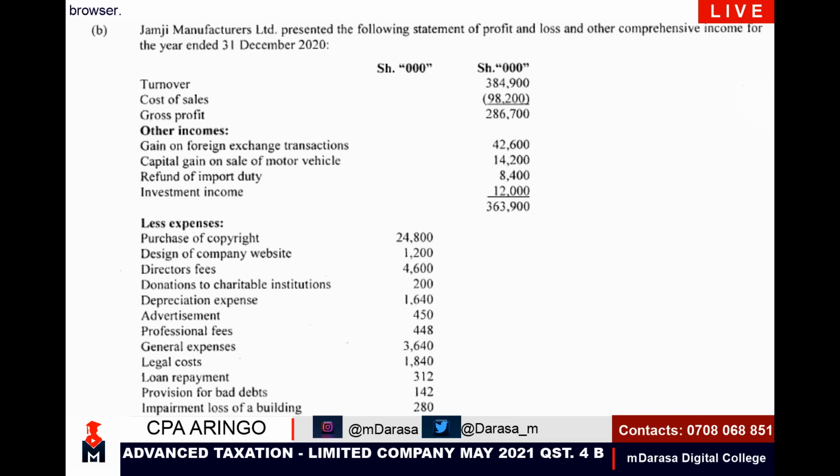Design of a company website. These are software. And software, remember, it was revised, and now software is in class 2. And class 2, basically, is in summary of Class A. So let Mwalimu explain this concept clearly for capital allowances.